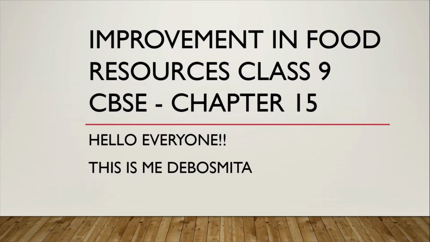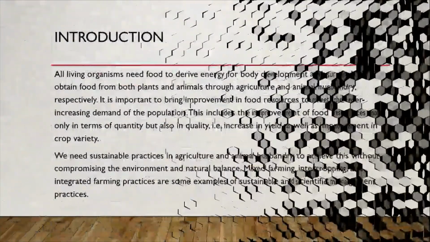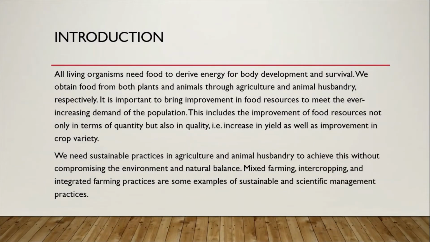Today we are going to talk about improvement in food resources, class 9 CBSE chapter 15. Introduction. All living organisms need food to derive energy for body development and survival. We obtain food from both plants and animals through agriculture and animal husbandry, respectively.